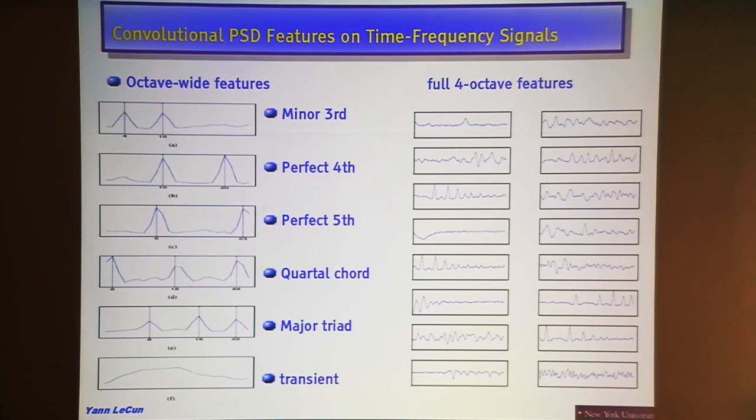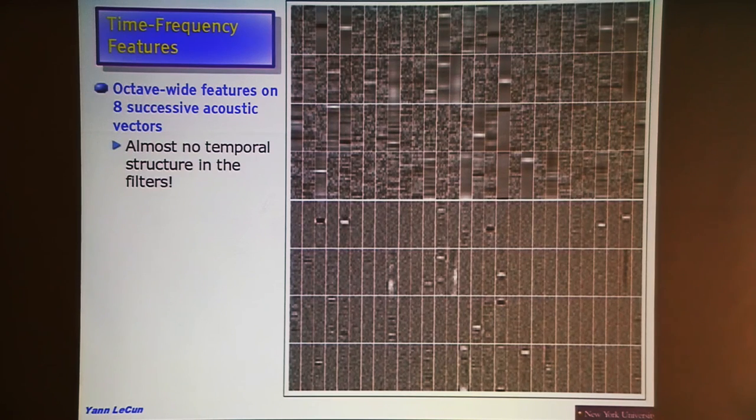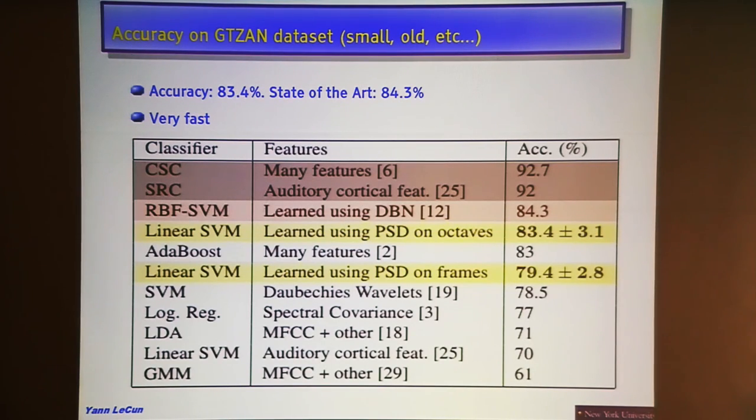The full octave features are a lot more complicated. You get sort of harmonic stacks and things like that. These are the basis functions. You see those really detect local motifs in the frequency, where frequency is vertical and time is horizontal here. Other basis functions. And we get 83.4%, with some variance, using cross-validation.